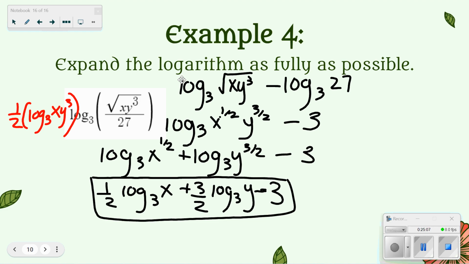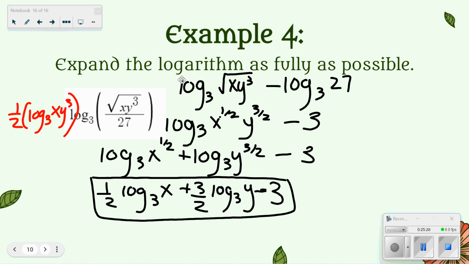Morgan? Why is it -3? Great question. This log base 3 of 27. Where was your 27 originally? Denominator. So this is a good way to always visually check your work. If you are in the denominator, your sign has to be minus.